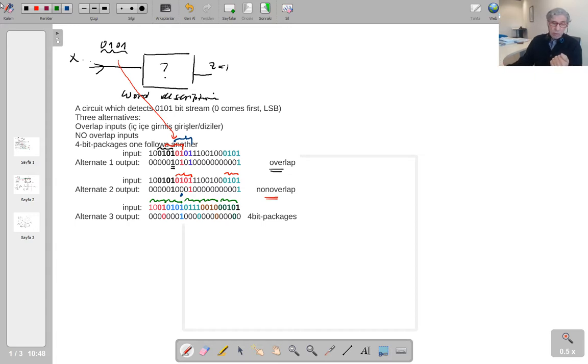For example, in order to remember the sequence 0, 1, 0, 1. One thing more: it says 0 comes first. That means that's the least significant bit. So the sequence is going to come in this order, 0, 1, 0, 1. So your detecting is like that.